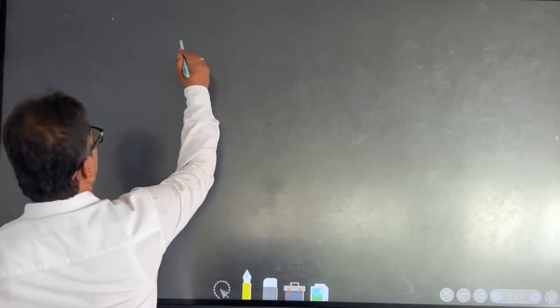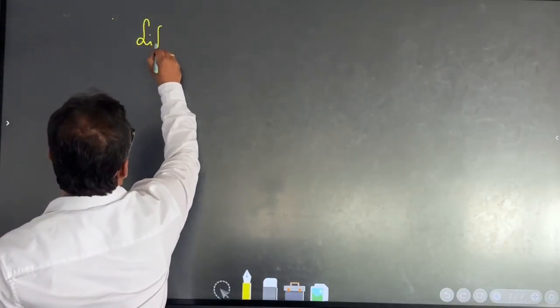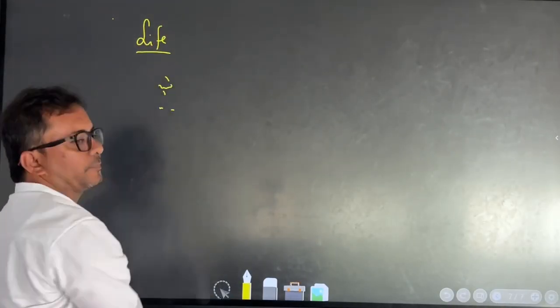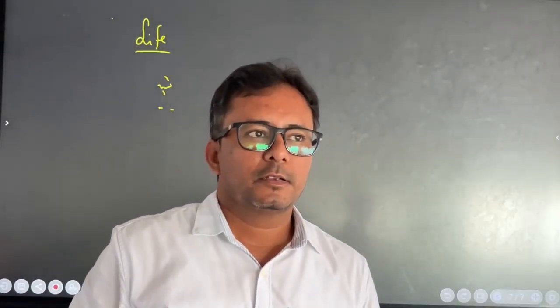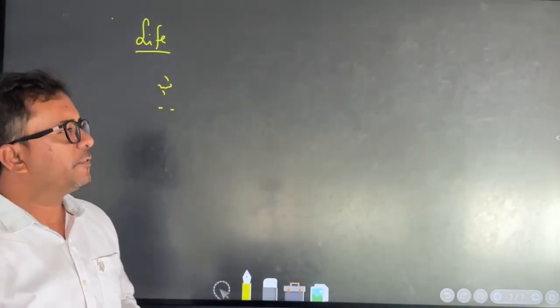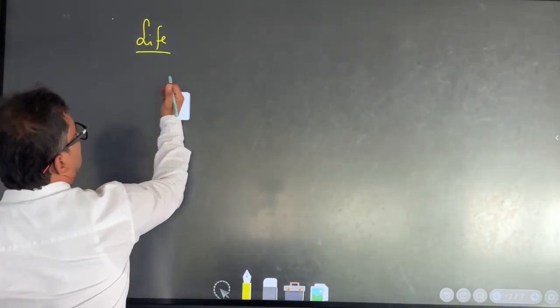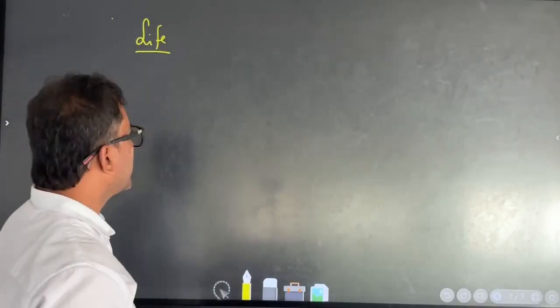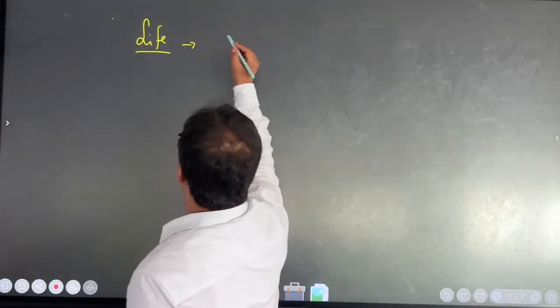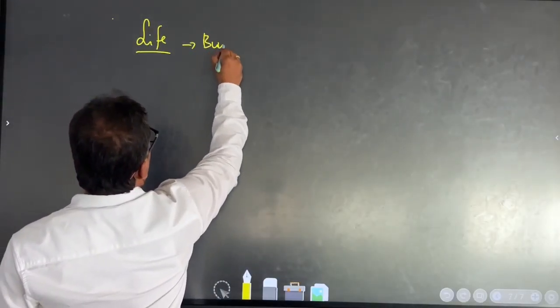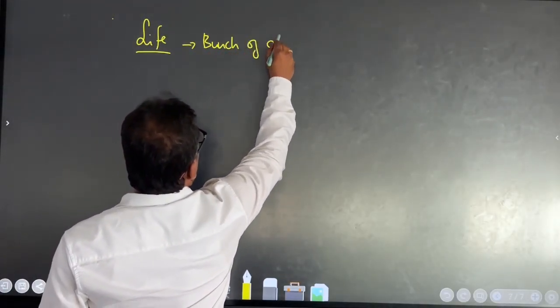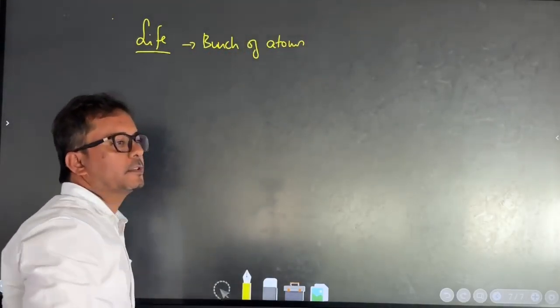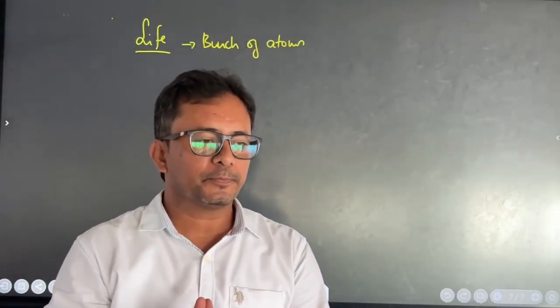We start with the definition of life. So there are many definitions of how to explain what exactly life is. And we all knew that life is nothing but a bunch of atoms organized properly.